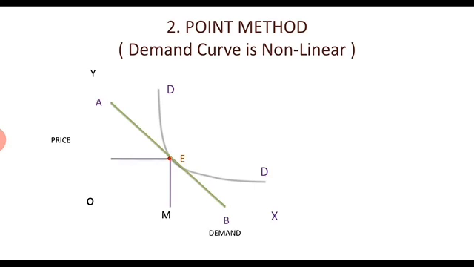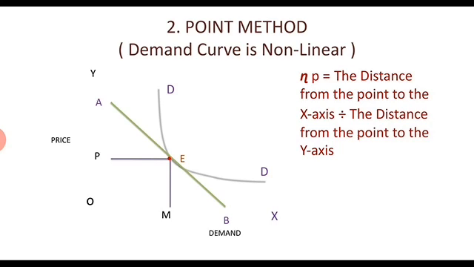At this point, price is OP, demand is OM. Eta P is equal to the distance from the point to the x-axis divided by the distance from the point to the y-axis. Here eta P is equal to EB by EA, which is equal to 2 by 2, which is equal to 1.